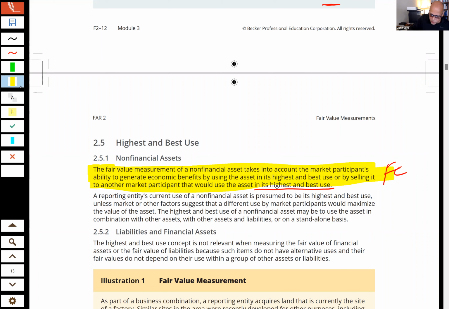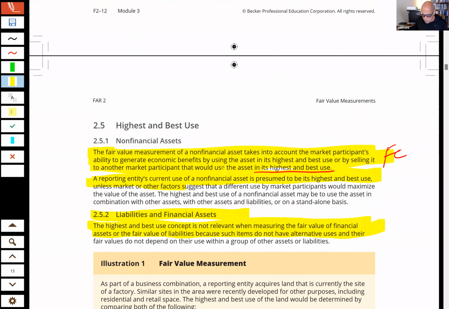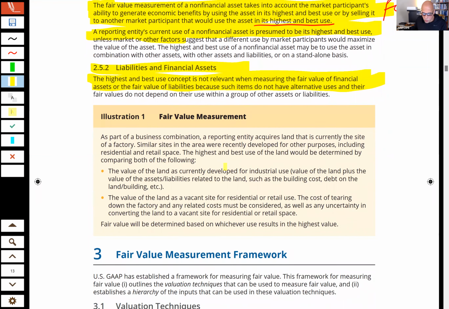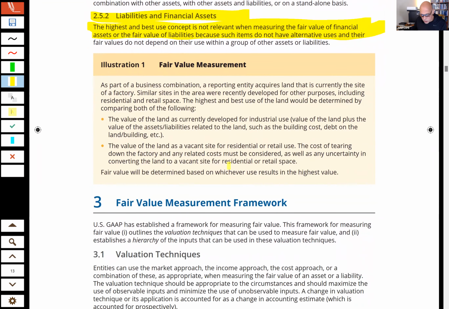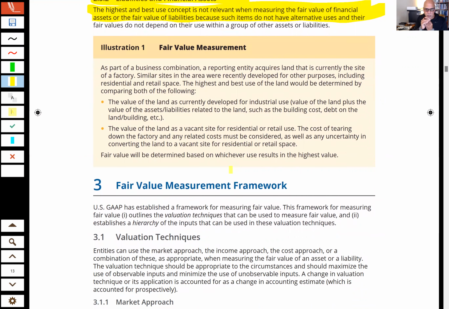They tell us that a reporting entity's current usage of the non-financial asset is presumed to be its highest and best use. Okay. For liabilities, highest and best use concepts are not relevant when measuring fair value of a financial asset or fair value of liabilities, because such items do not have alternative uses. And we've already talked about the principal market that we would use if we were talking about quoted prices, that sort of thing. Okay, so they've told us that we use what? The market with the most activity, or the most advantageous market to measure fair value.